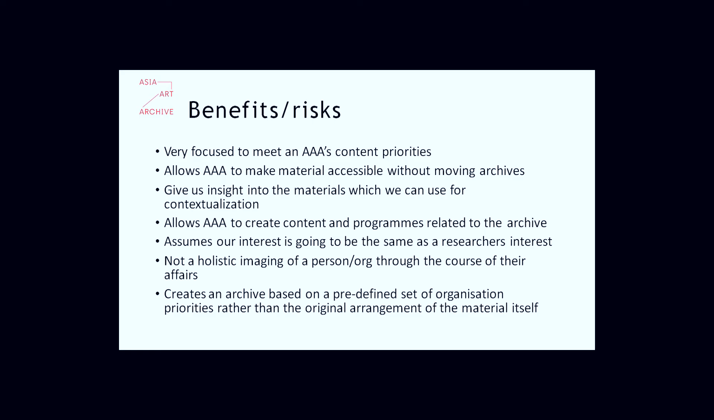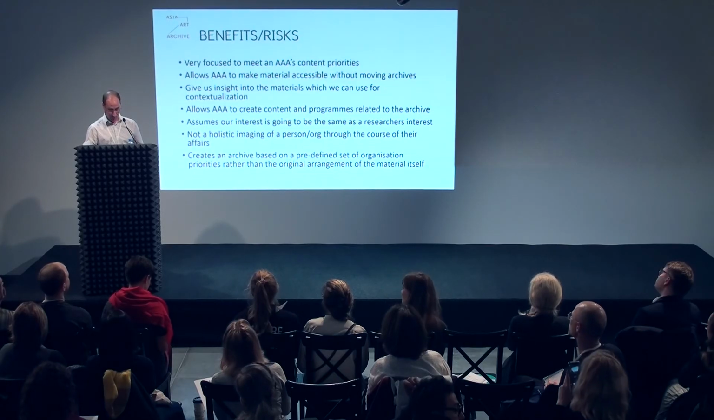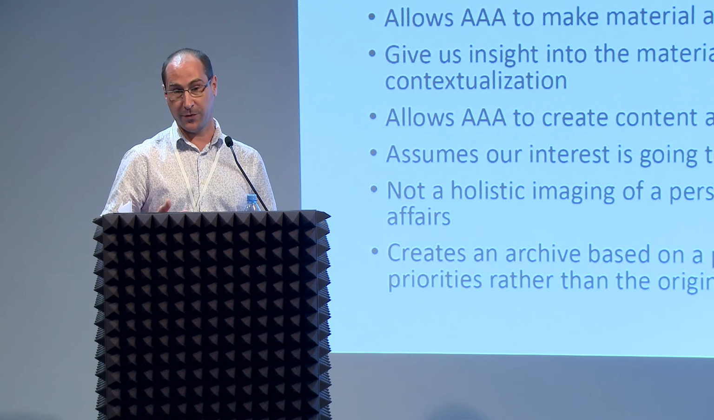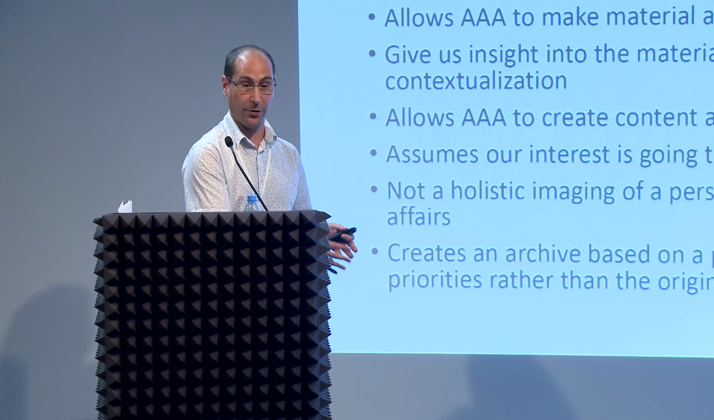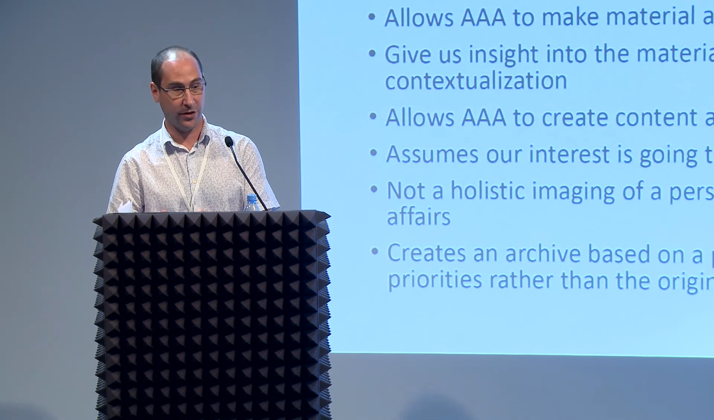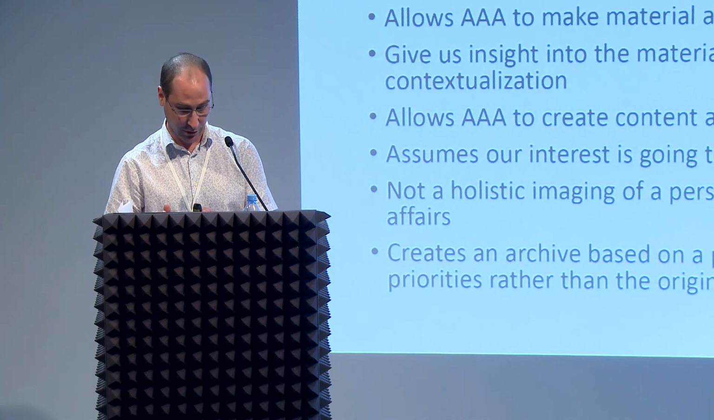So really to sum up, there are some risks and benefits in taking this approach. One is it assumes our interest is going to be the same as the researcher's interest. So with the Rashid collection, for example, it is very, very focused. And if you imagine the full range of things that he has done, this archive isn't going to reflect that. It's only about the other story. So it's not a holistic imaging of a person or an organisation through the course of their affairs. It also creates an archive based on a predefined set of organisational priorities rather than the original arrangement and description.